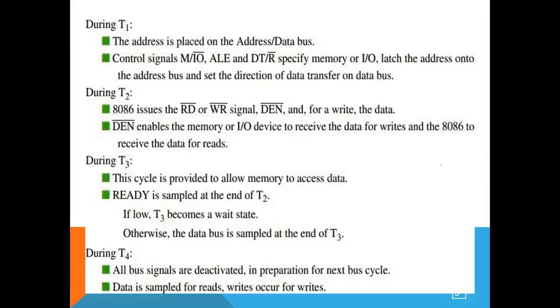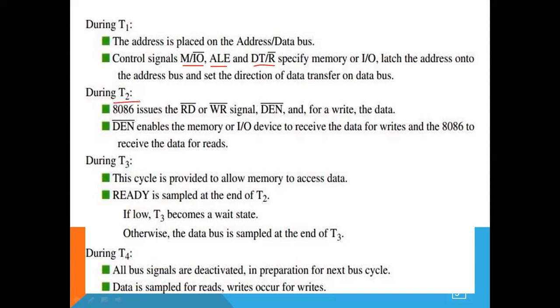During the T1 state, 4 T states are called one complete bus cycle. During T1, the first initial clock pulse, the address is placed on the address bus or data bus. Control signals: memory, I/O, address latch enable, data transmitter or receiver. Specify memory or I/O, latch the address onto the address bus, and set the direction of data transfer on the data bus.